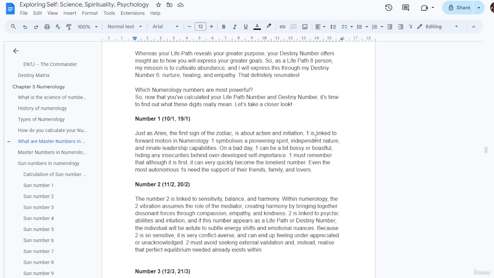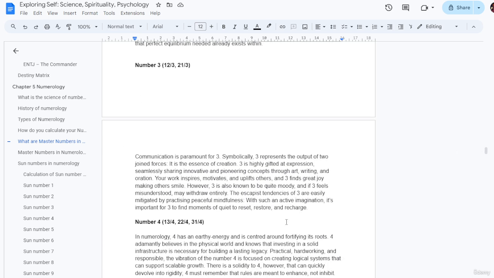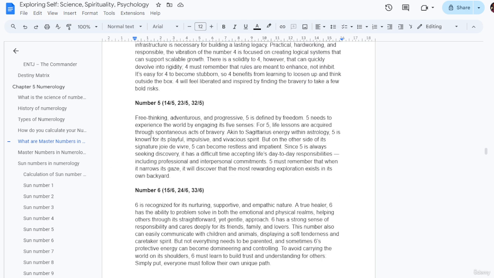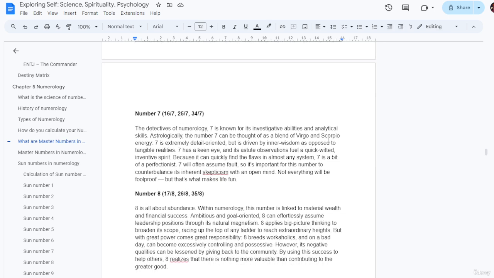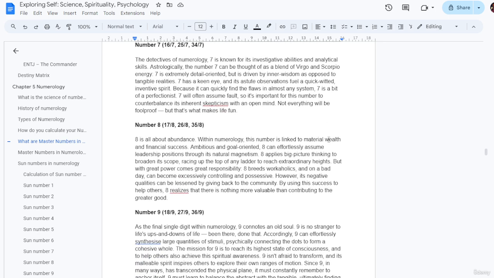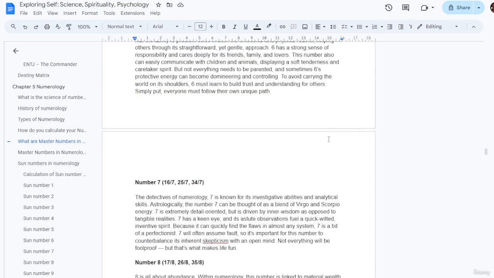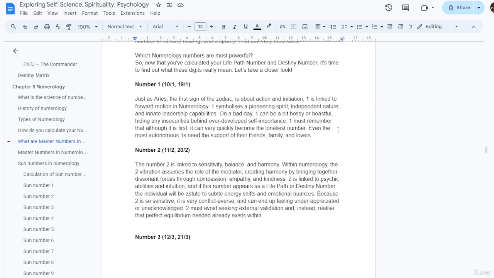Each one corresponds to either action, or to being a bit more sensitive, balanced, and harmonious if it's number 2. Number 3 is communication. Number 4, earthly energy, is centered around fortifying its roots. Number 5 is free thinking, adventurous, and progressive. Number 6 is recognized for its nurturing, supportive, and empathetic nature. Number 7, detectives of numerology. Number 8 is all about abundance. Number 9 is the final single digit in numerology and connotes an old soul. Each one, in a way, represents its own path, its own story.